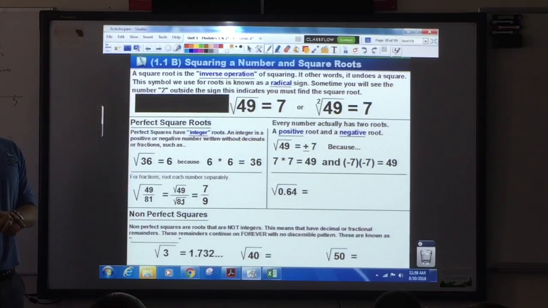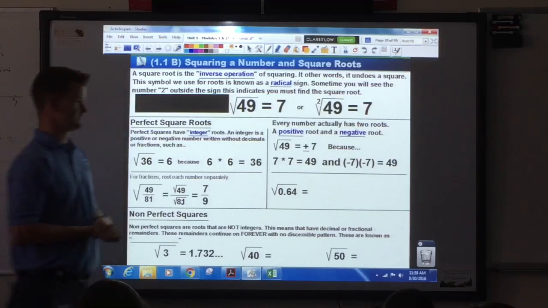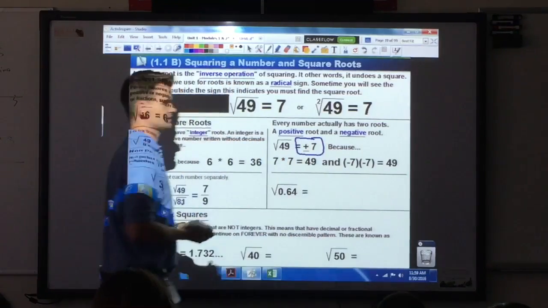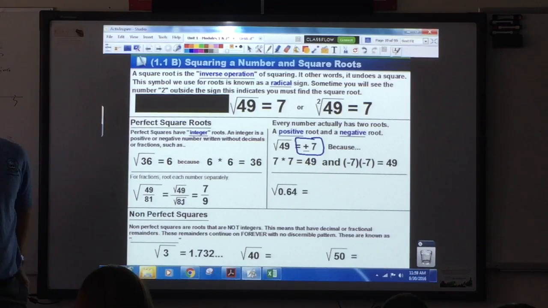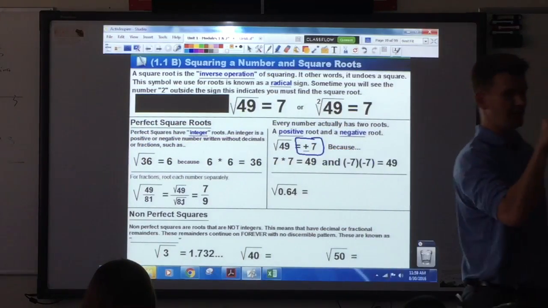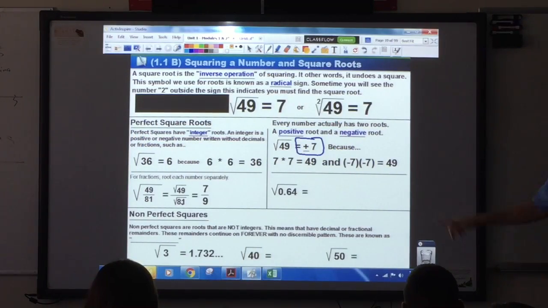Because 7 times 7 is 49. Guess what? Negative 7 times negative 7 is also 49. So when you write this, make sure that you're writing positive or negative 7. If I ever ask you for a square root, not a cubic root, which we'll do later, but a square root, you're going to tell me it's a positive and a negative of the exact same number. And we'll try that right here.